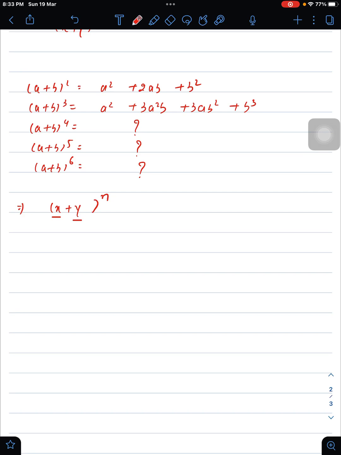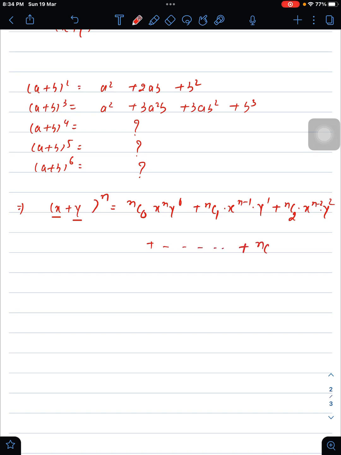If this condition is satisfied, then this can be written as nC0 x to the power n y to the power 0, plus nC1 x to the power n minus 1 y to the power 1, plus nC2 x to the power n minus 2 y to the power 2, plus and so on.